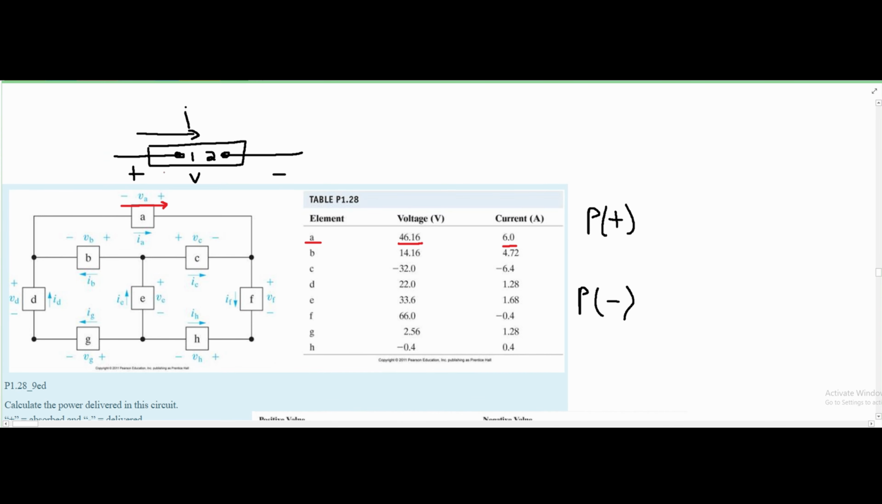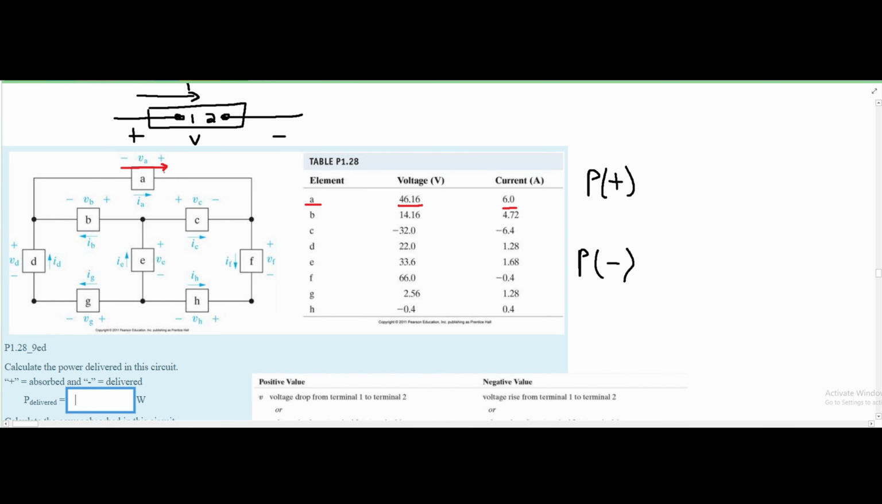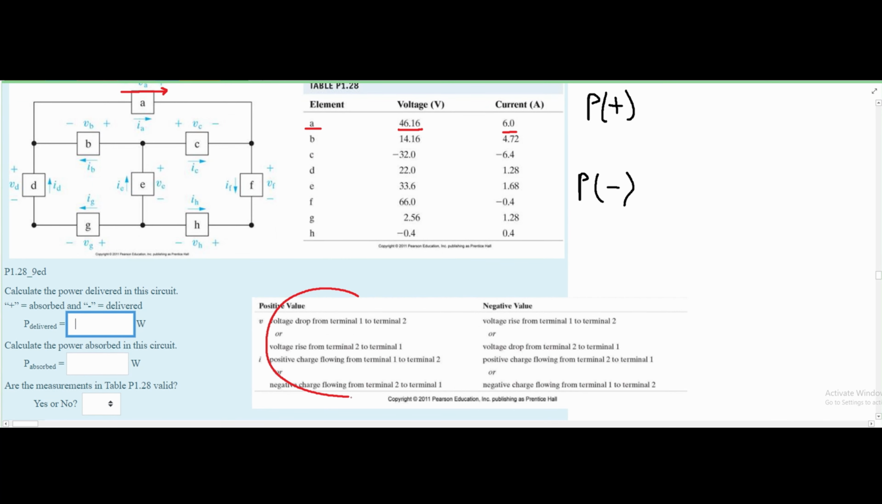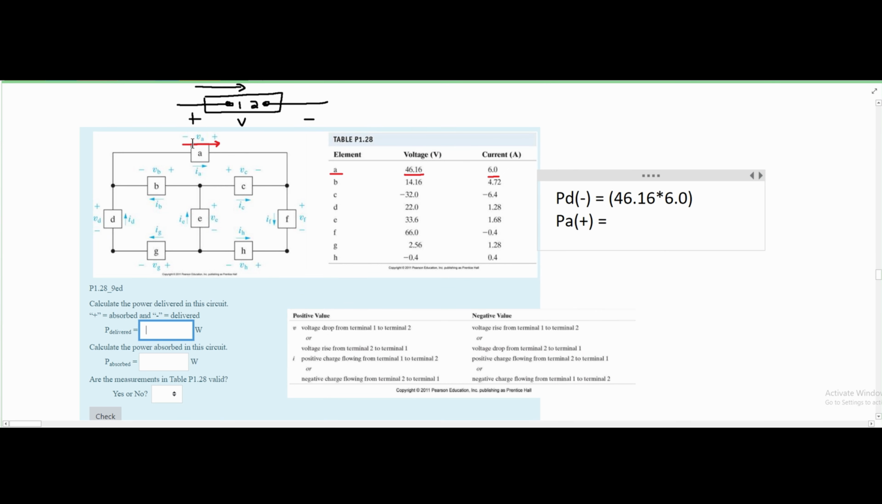What this means is that it is being delivered, not absorbed. Because if it was absorbed, it would be a plus. And for it to be a plus from our notes, we know that the voltage and the current have to be going in the same direction. We can also look at this down here to help us determine what it is. So for part A, we are having a delivery of power.